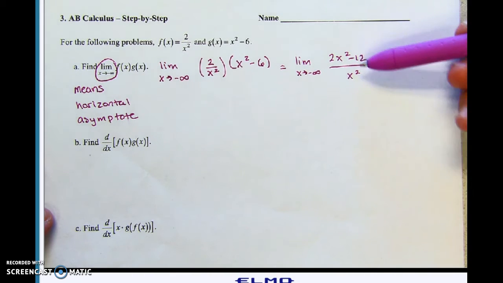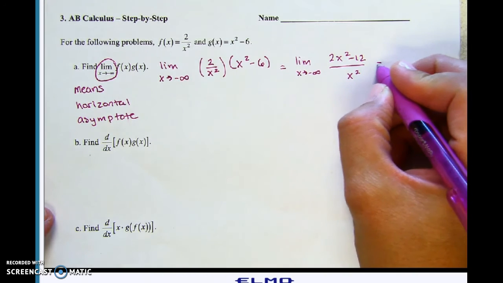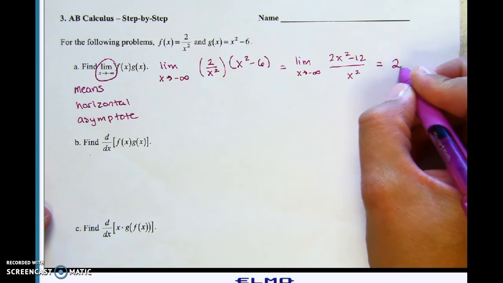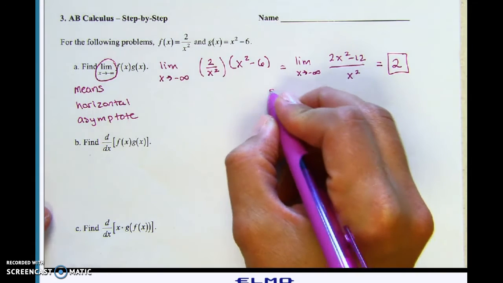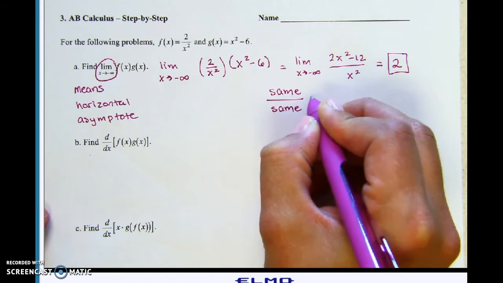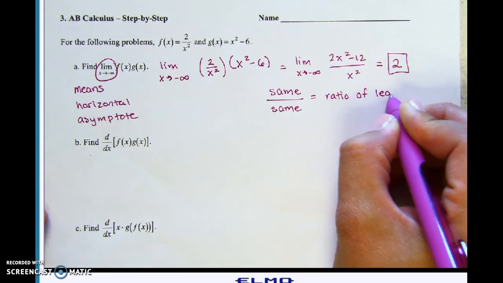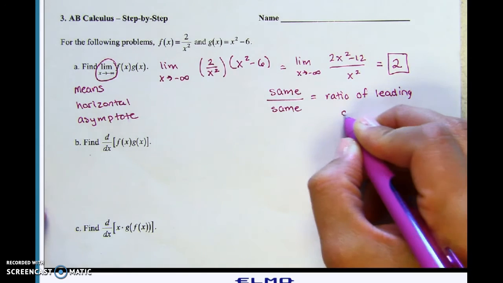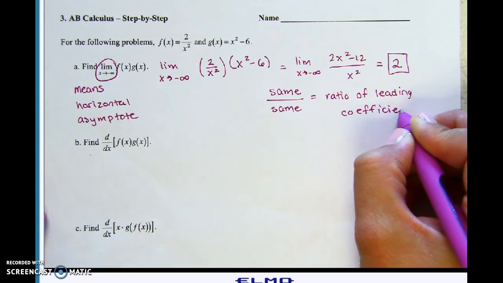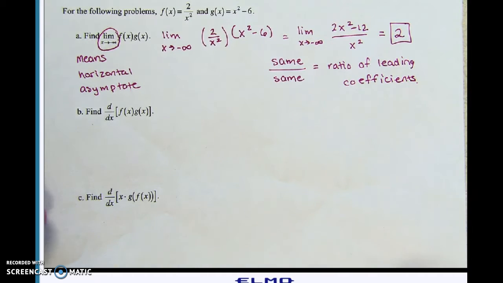Is this small over big, same over same, or big over small? Same over same. So the answer is the ratio of leading coefficients, which is 2. Final answer. Same over same means the answer is the ratio of leading coefficients. What if it was small over big? 0. Good. And big over small we shouldn't see, but it would be a slant asymptote.